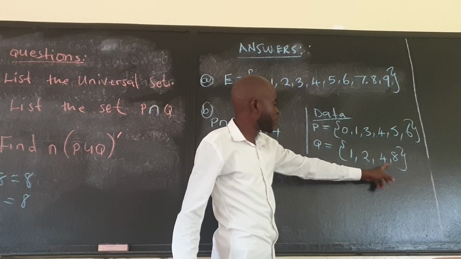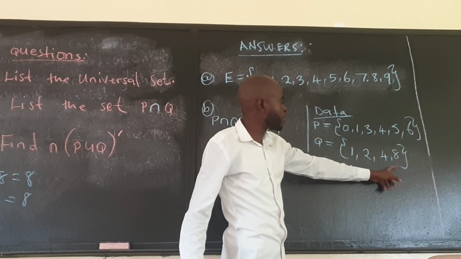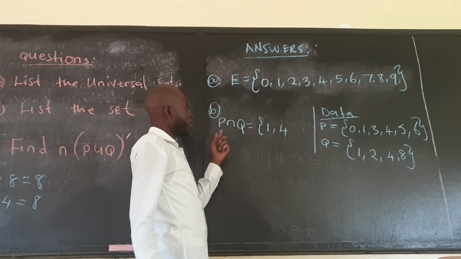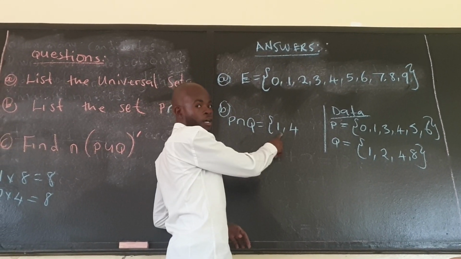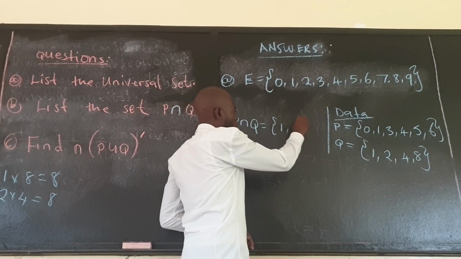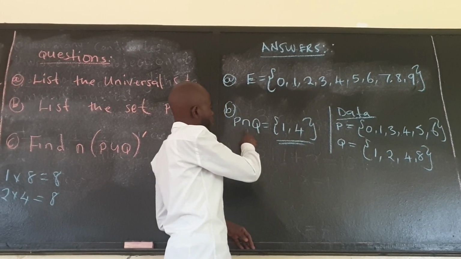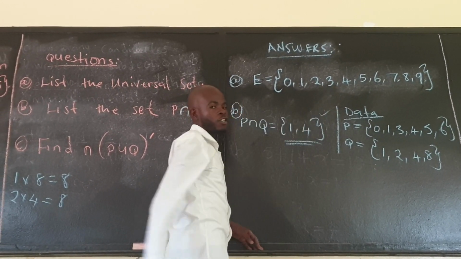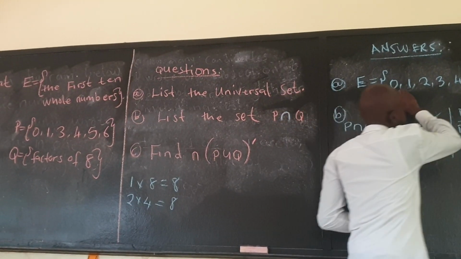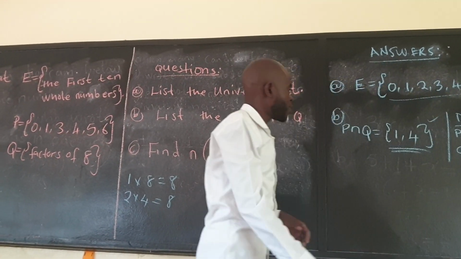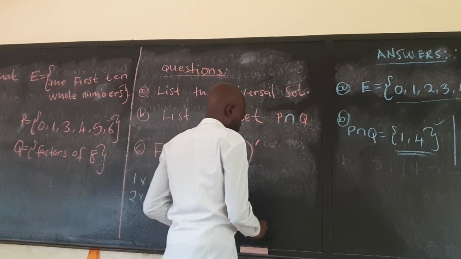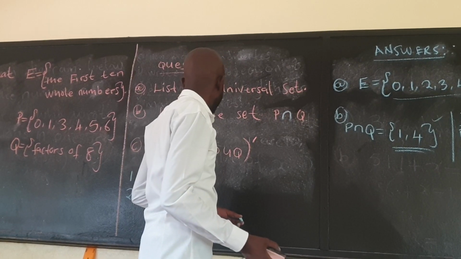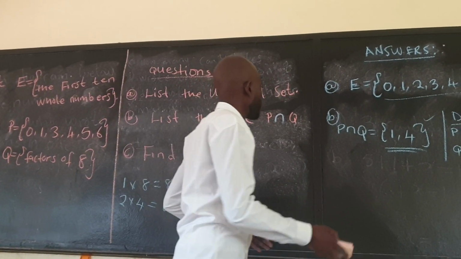Then 5 is not here, 6 is not here, 8 is not there. So the only numbers that are going to be in P intersection Q are 1 and 4. So this is your P intersection Q set. And when you answer like this, they will mark you. And this was your first answer. Let's now answer the last question.